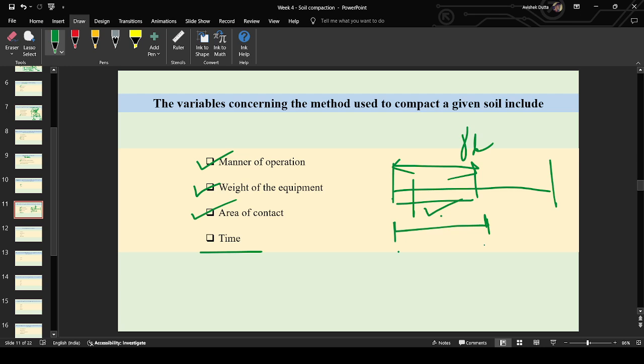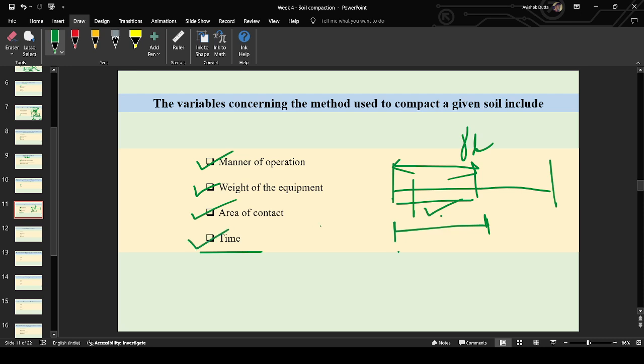This is the thing. Even though the compactive energy is increasing, and even though the number of layers is decreasing, for one particular layer we are giving the same number of blows. So giving that compactive effort takes time, and I'm talking about that time. Obviously the question can be written in a better way, like initial time or something like that, isn't it? What do you suggest?